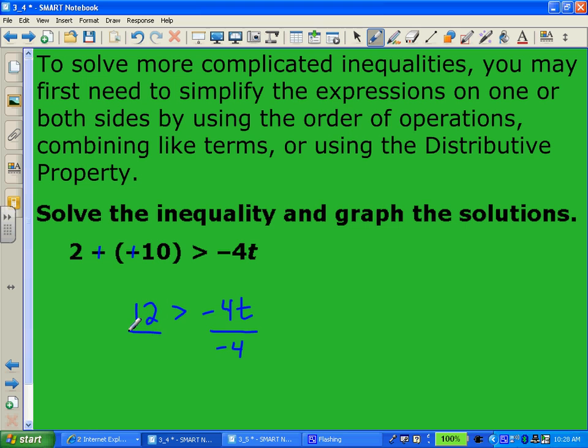After I've simplified it, I just have to divide by negative 4. Now hopefully something's telling you you're dividing by a negative number, therefore you have to flip the sign. So I get negative 3. Now since my variable's on the right side, I'm going to rewrite it the other way so it's easier to read. So I have t greater than negative 3. And then I want to graph that, so I'm going to put negative 3, negative 2, negative 1, negative 4, negative 5. It's an open circle, and it's greater than, so it goes to the right.